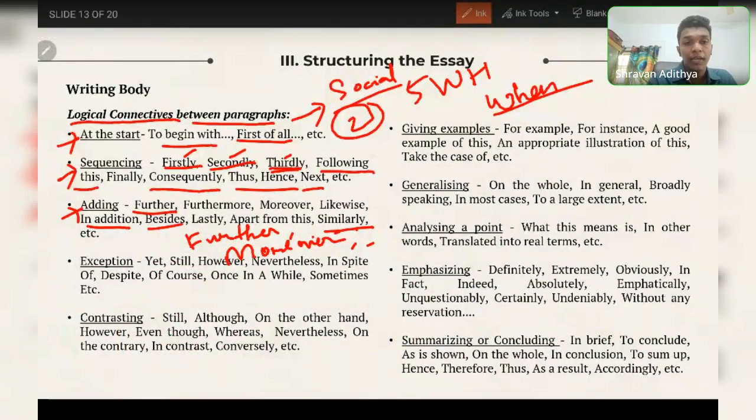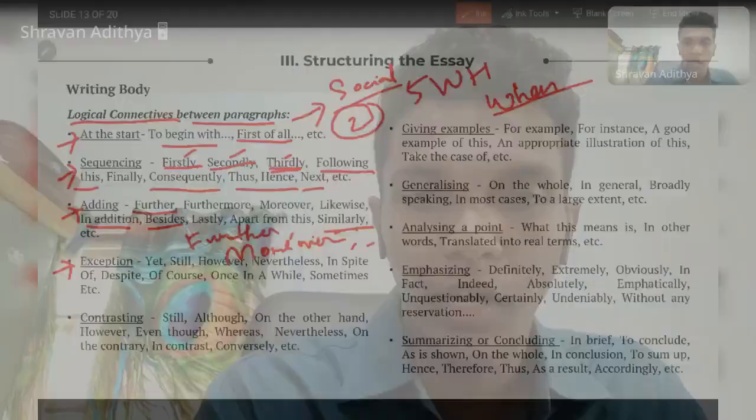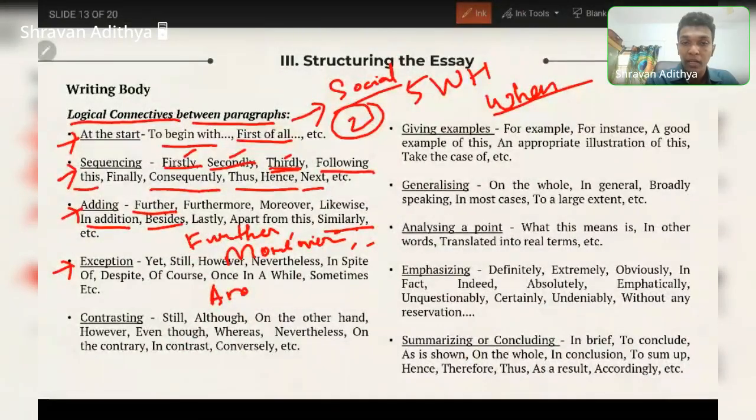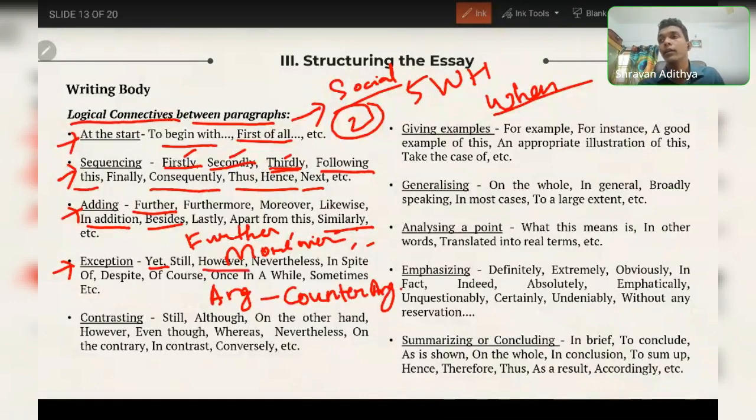And sometimes you feel like you have written some point, you have given some argument in the first paragraph, and in the next paragraph you are going to counter it. You have given an argument first, and in the next paragraph you have a counter argument. Then you can use words like yet or however. If you use however, it sends a signal that you are going to negate what you had said earlier.